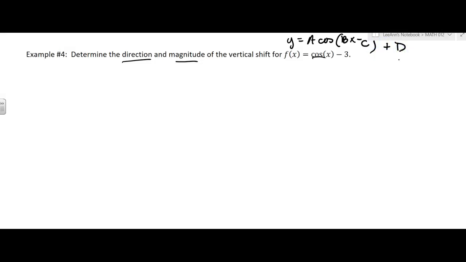Okay, let's talk about it a little bit. A is 1 in this case, B is 1, C is 0, so you're not adding or subtracting anything from the x inside the parentheses in the argument. And then our D is -3. So that means that the direction is going to be down, and the magnitude is 3, so down 3.